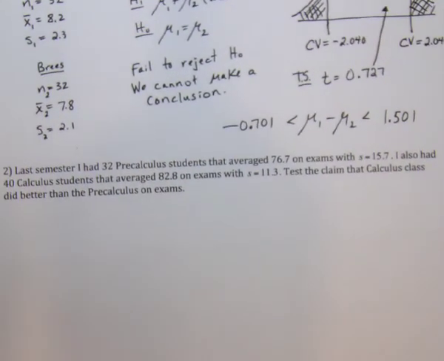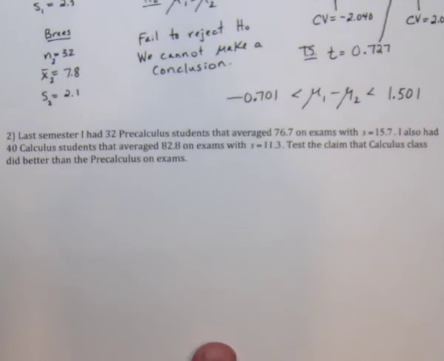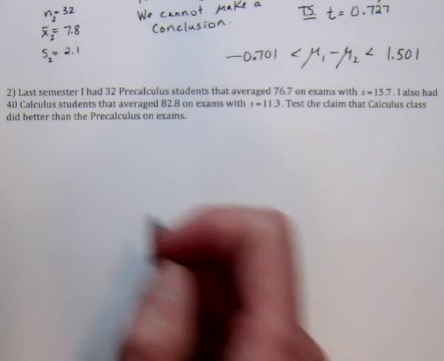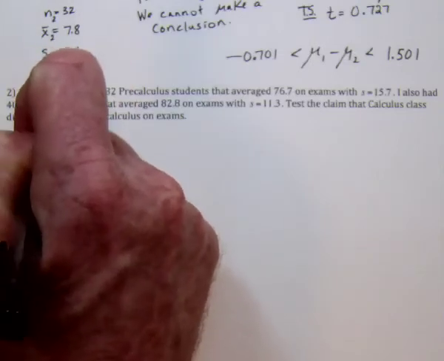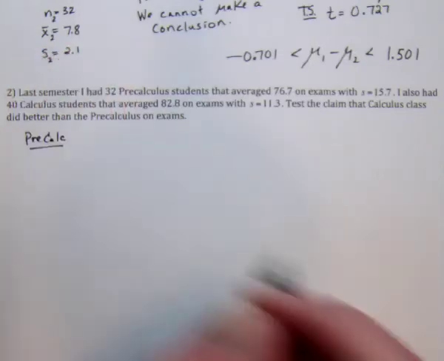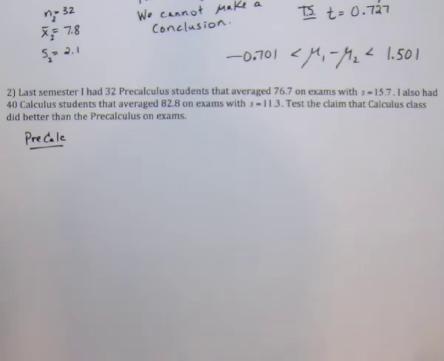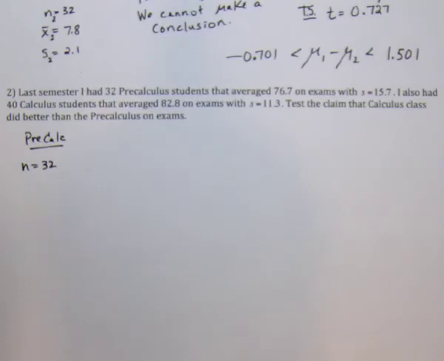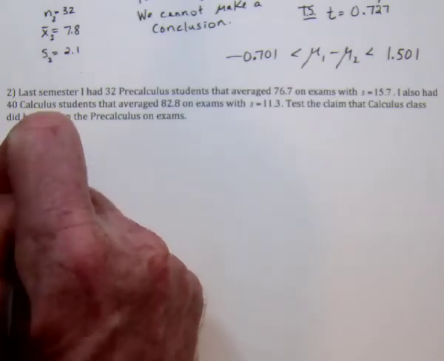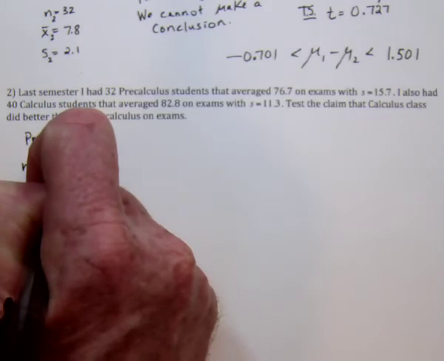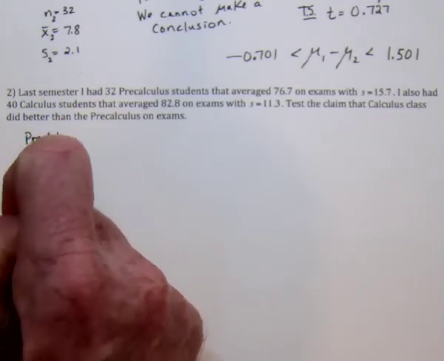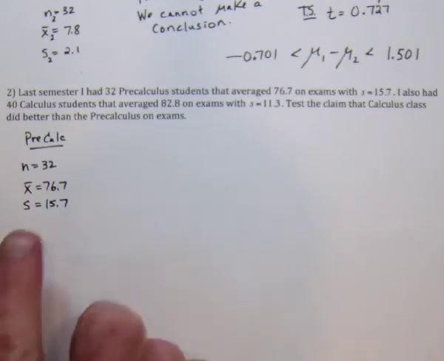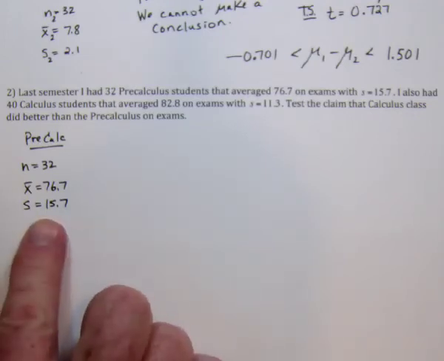Okay, so this one is actually going to be pretty similar to the last one, a little extra practice. So I had pre-calculus, and there was n equals 32 people by the end of the semester. They averaged 76.7 with an S of 15.7. And that is pretty much an average pre-calculus class.